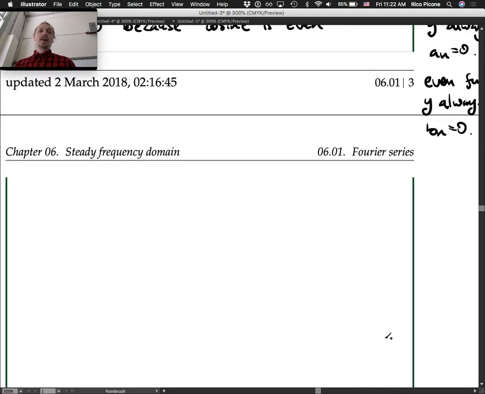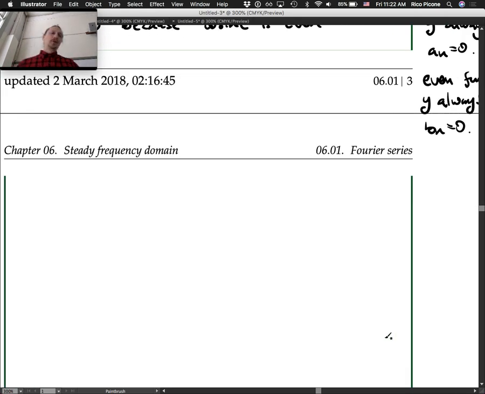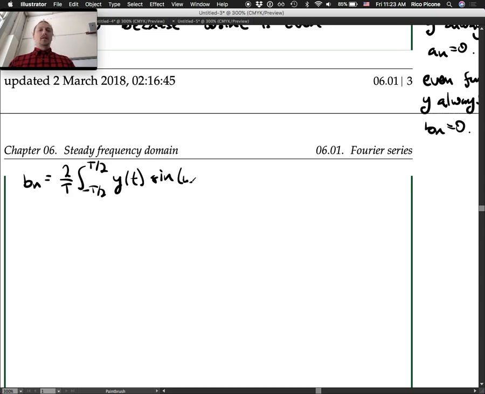Okay. So now we've got to compute bn, which, spoiler alert, is not going to be 0 in all cases. So bn is equal to 2 over t times the integral from negative t over 2 to t over 2 of y of t, from the definition, sine of omega n t dt. Once again, our y is nice to split up from negative t over 2 to 0 and from 0 to t over 2. So we'll do that again.